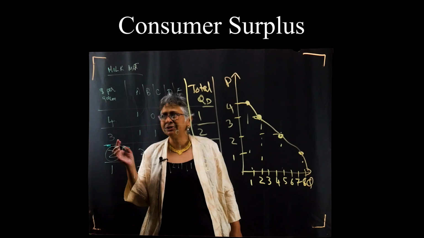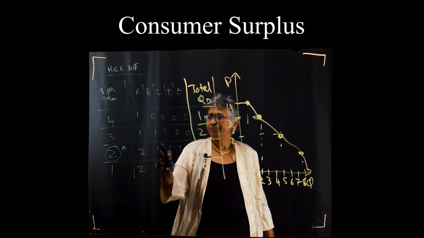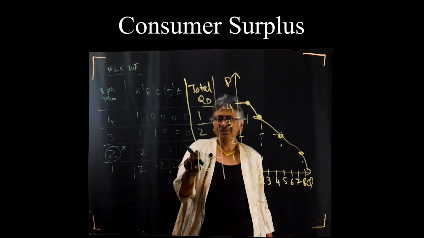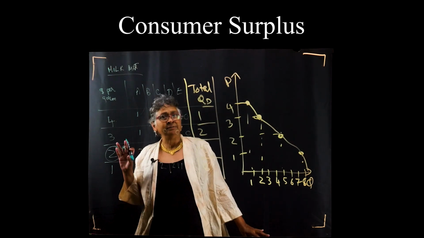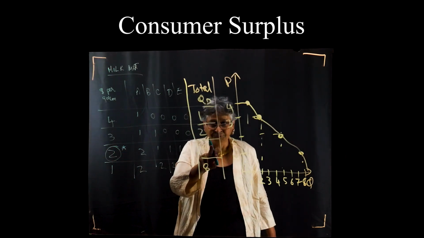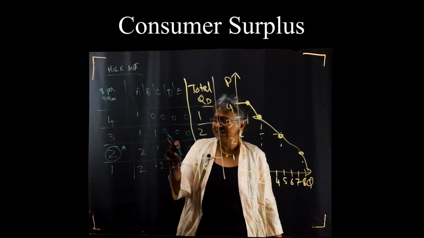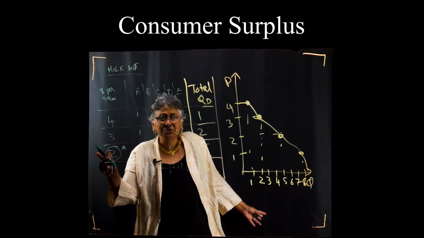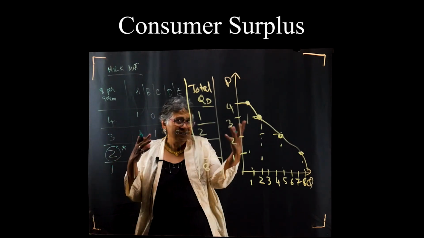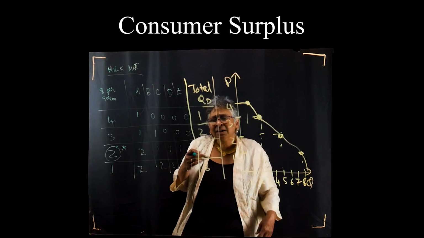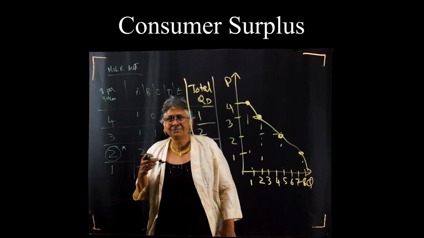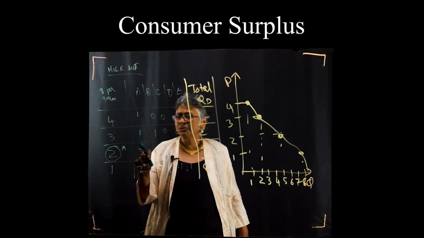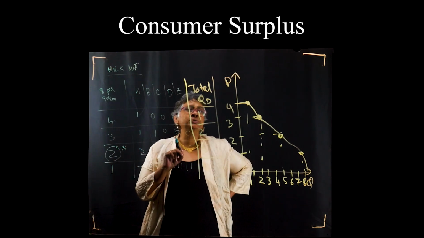At a price of $2, A purchases 2, B purchases 1, C purchases 1, D purchases 1, E purchases nothing. We've got a total of 5, right? So 5 items are being demanded, each one costs $2, right? Total cost from the consumer's side would be $10 if 5 things were sold at $2 a piece. But let's just step back from this for a minute. Look at this price of 2 and let's start with A. A is buying 2 units.